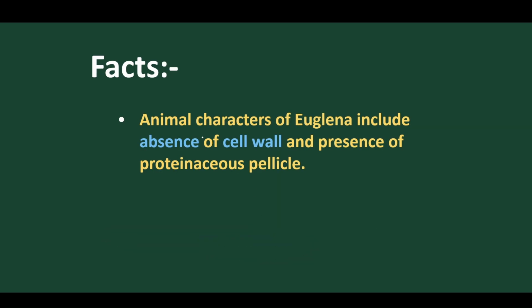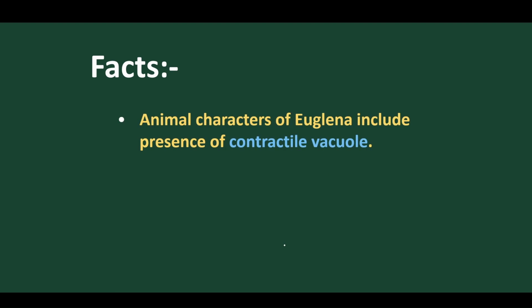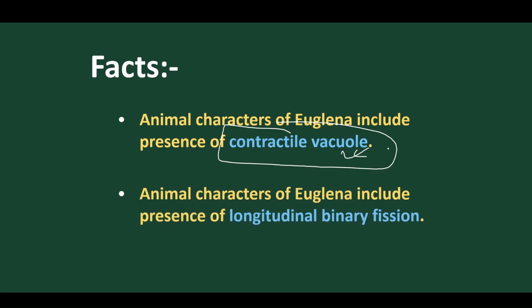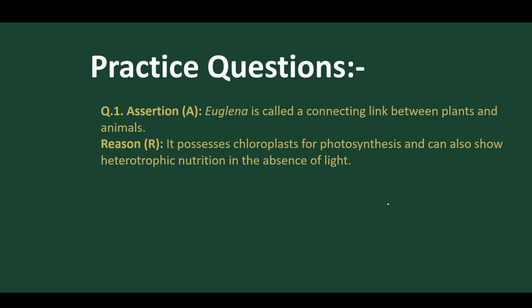But for animal characters, they don't have a cell wall. They have a protein covering called the pellicle. They have an eye spot, the stigma, and a paraflagellar body is present, which is an animal character. They also contain a contractile vacuole for osmoregulation and excretion, which is an animal character in nature. Also, like animals, they go through longitudinal binary fission. Now let's go for some practice questions.